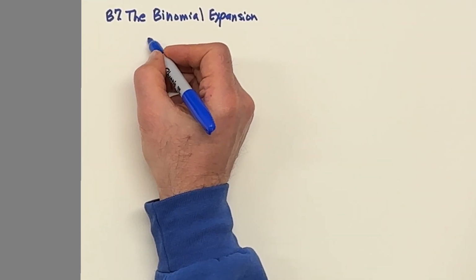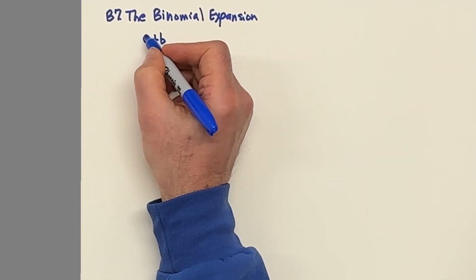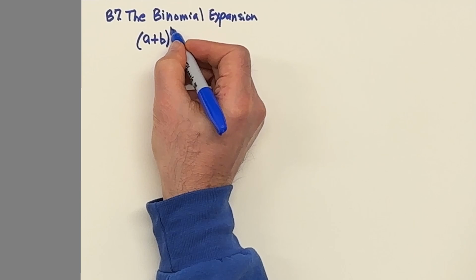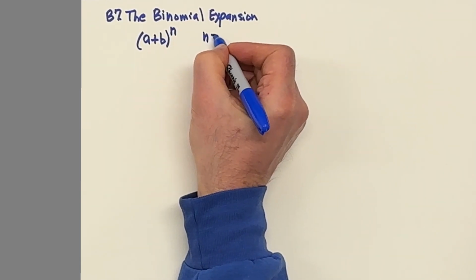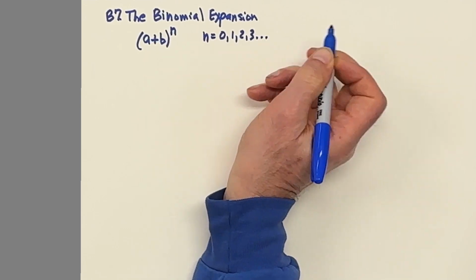We take the binomial a plus b and raise it to a power n, where n is equal to 0, 1, 2, 3, and so on.